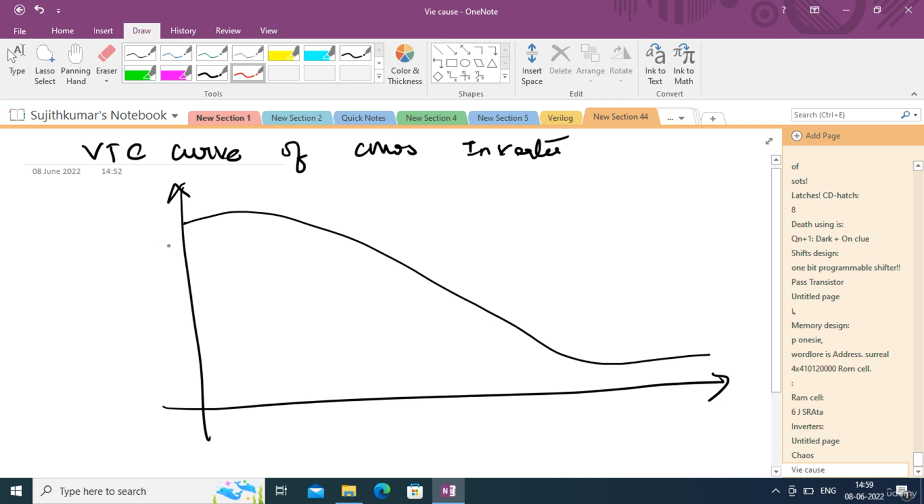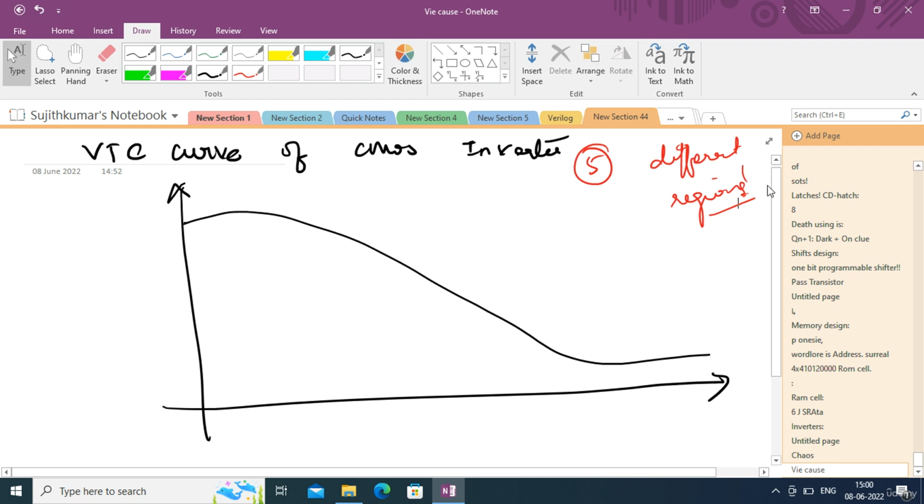And first of all, we can divide or split this curve into 5 different regions. That's the first thing we have to know. We can split this curve into 5 different regions, and we can make our analysis. Firstly, this region from 0 to a voltage called the threshold voltage, that is VT0N.